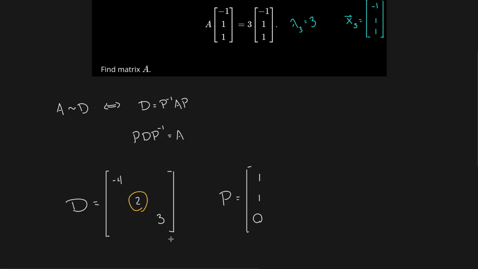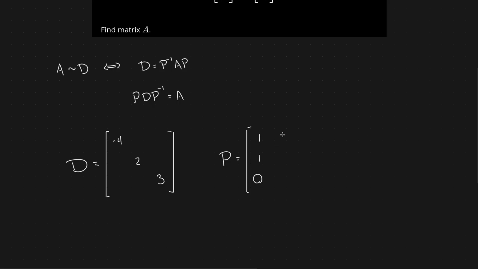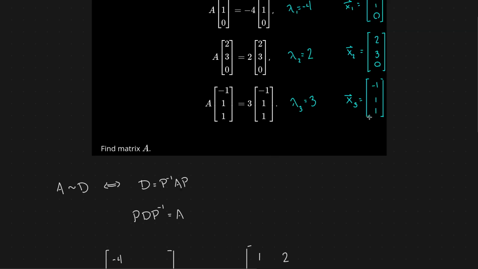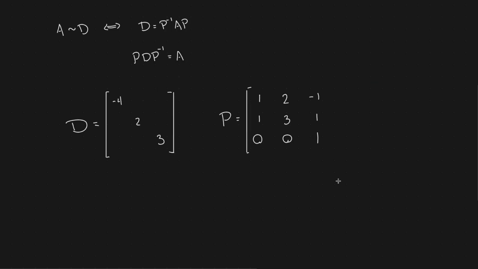Since 2 is the next eigenvalue in matrix D, the next eigenvector in matrix P has to be the eigenvector associated with eigenvalue 2. That's (2, 3, 0). And finally, 3 is the last eigenvalue in matrix D. I'm going to take the eigenvector associated with eigenvalue 3, that's going to be my last eigenvector, my last column of matrix P. Sorry, (-1, 1, 1), right? Yes.